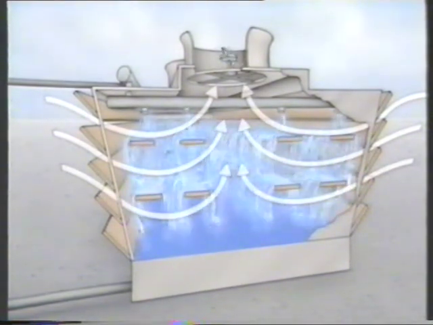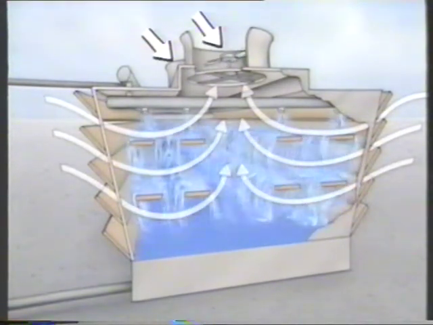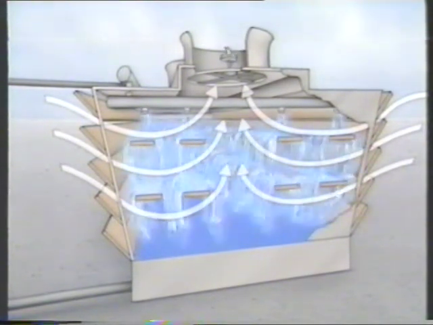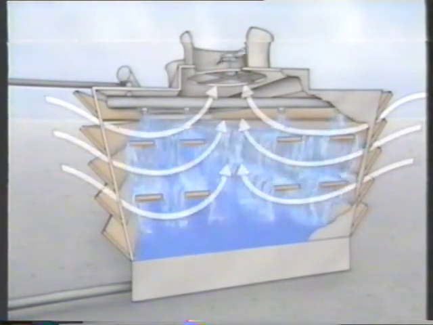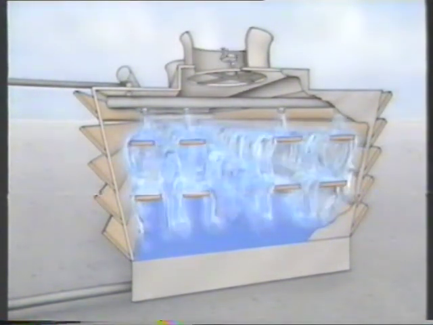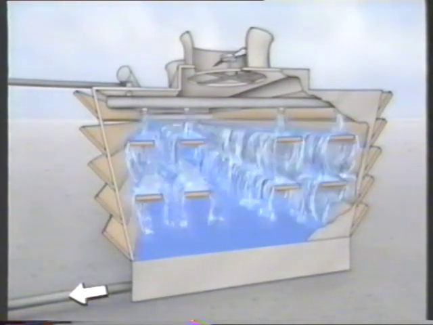The air is drawn into the tower and through the cascading water by fans. As air passes through the hot water, it carries away much of the heat contained in the water. The cool water then settles in the catch basin and is pumped back to the plant system.